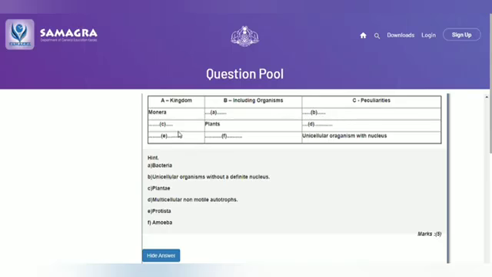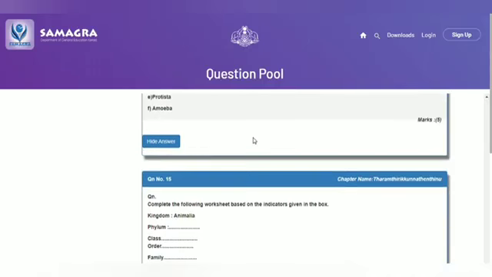Organism plant, kingdom Plantae, peculiarity multicellular non-motile autotrophs. Then the peculiarity unicellular organism with a nucleus: kingdom is Protista, and the including organism is amoeba.